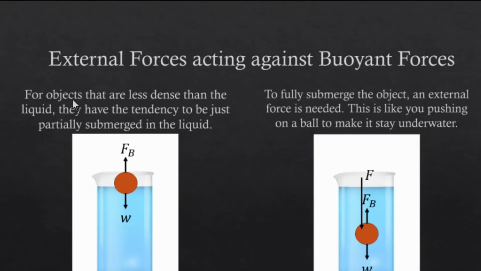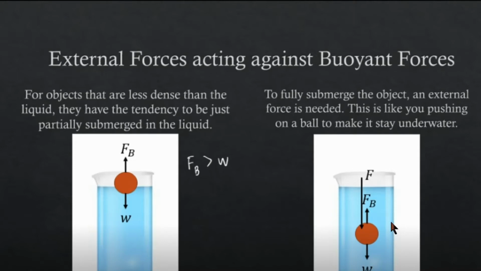This usually happens for objects that are less dense than the liquid. With that, they have the tendency to be just partially submerged in the liquid. In this sense, we say that the buoyant force is greater than the weight of the object, meaning that if you place the object onto a liquid, its tendency is to float. The opposite of this, when the weight is greater than the buoyant force, is when the object tends to sink. Now, to fully submerge this object into our liquid, we have to push on it, or we have to apply an external force, that is the force F here.